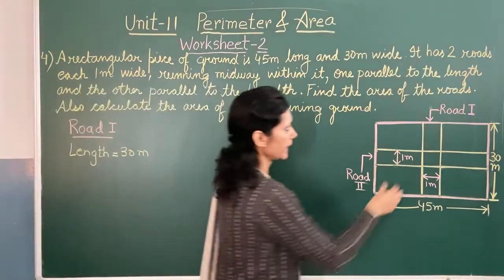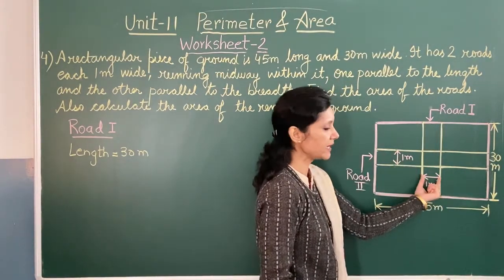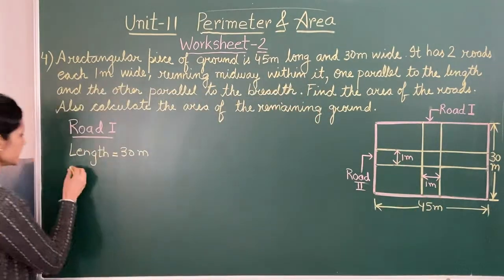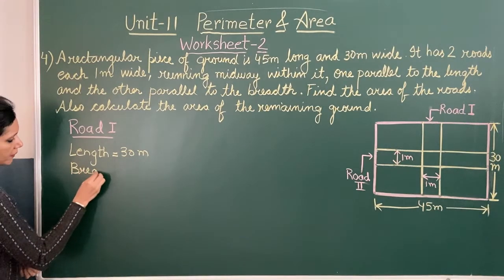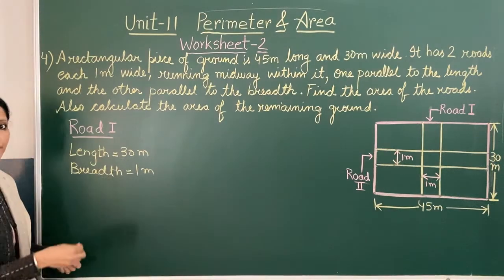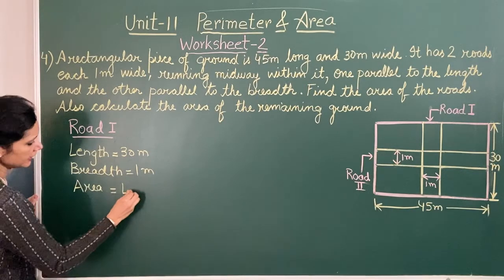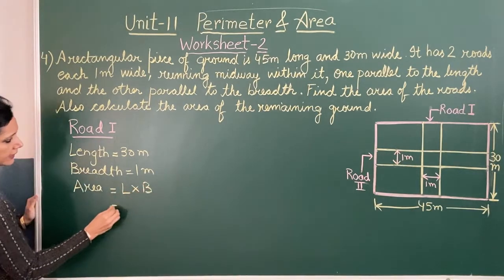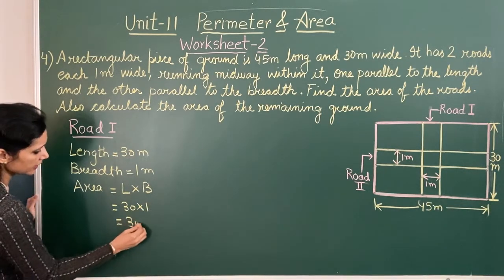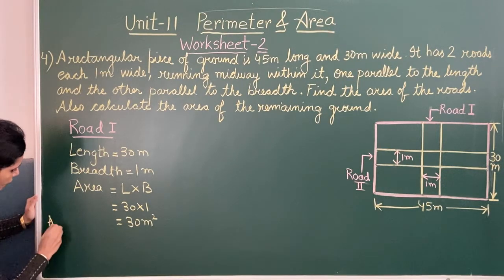And the breadth of this road 1 is this much. As you can see, this road is 1 meter wide. So that means the breadth of this road is 1 meter. So we will say breadth is equal to 1 meter. Now we know the length and breadth, so we can find out the area. Area is equal to length multiplied by breadth, that is equal to 30 multiplied by 1, that is 30 square meters. So this is the area of road 1.